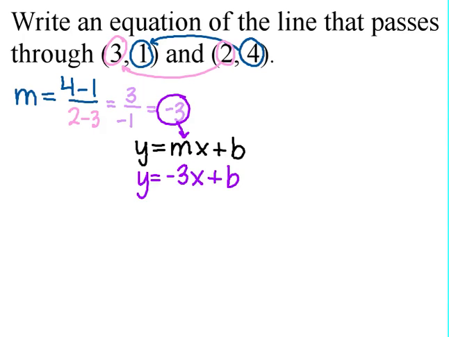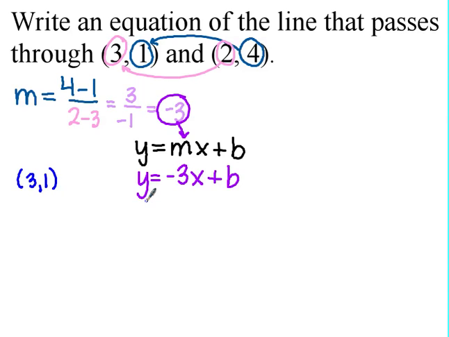The 3, 1. It doesn't matter. You could sub either in, okay? If you sub 3, 1 in, you're going to get the same answer as if you sub 2, 4 in. So it doesn't matter. I'm just going to pick 3, 1 just because it's the first one, okay? But you could pick whatever one you want.